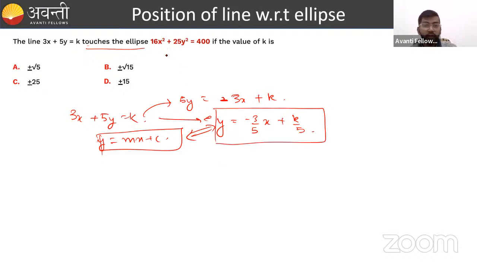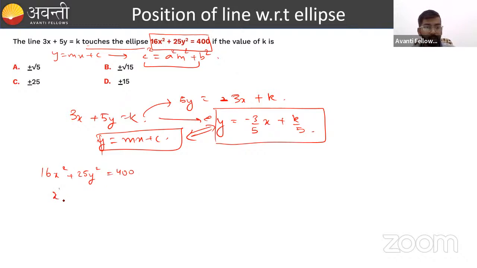Now it has become the form y equals mx plus c, right? We already know the condition for a line y equals mx plus c to be a tangent to the ellipse: c square equals a square m square plus b square. To get the values of a and b, we have to reduce this ellipse into the standard form. We'll write 16x square plus 25y square equals 400. We'll divide throughout by 400. You will get x square upon, this will become what?